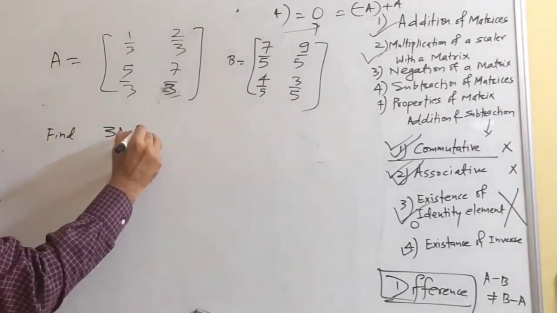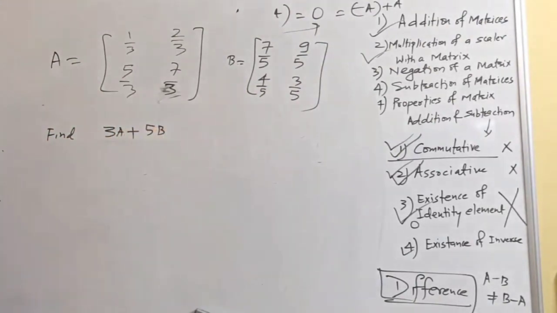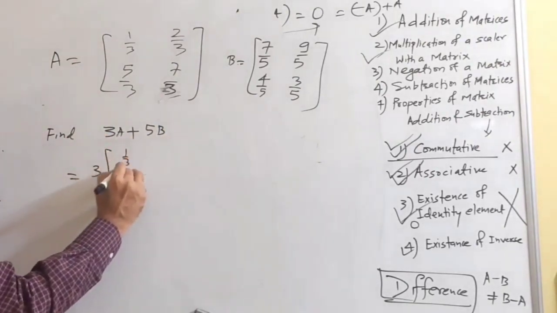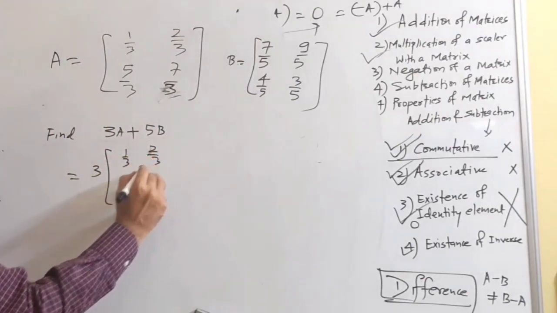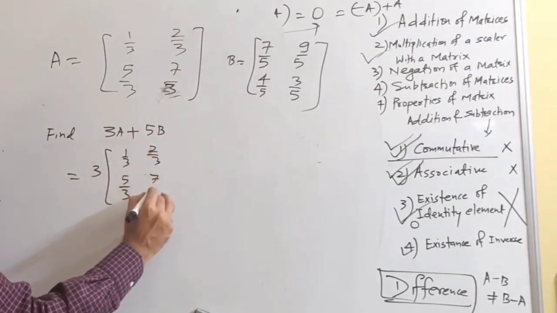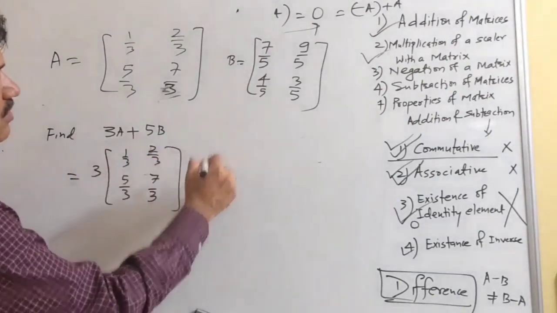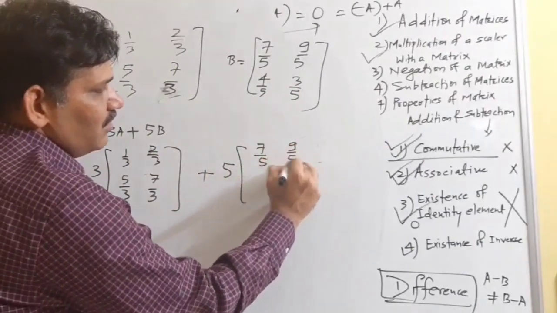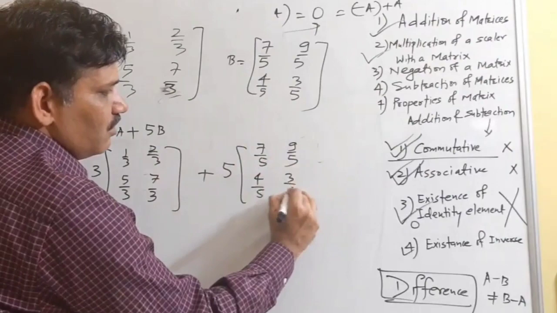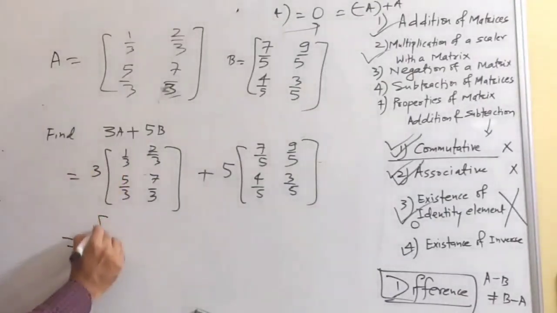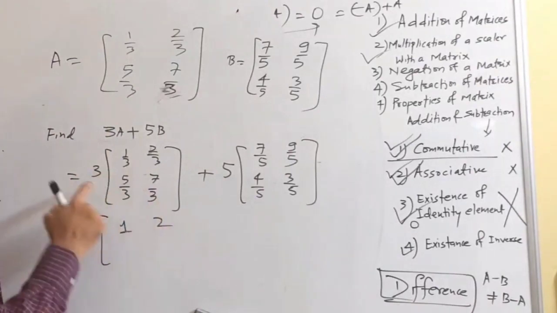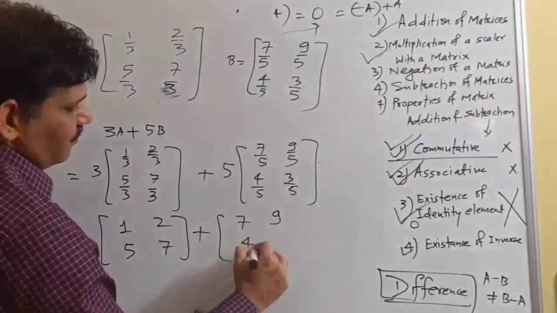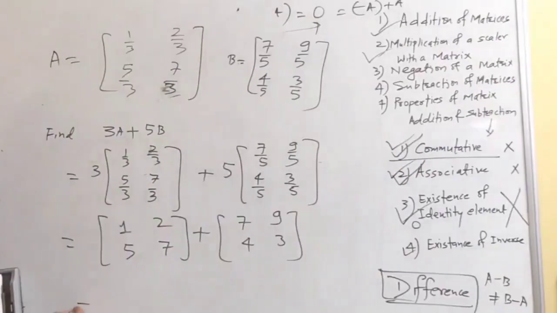of 3A plus 5B. So obviously, to get 3A, to multiply a scalar with a matrix, what we do is we multiply each and every element of the given matrix by that scalar. In the same way, if I need 5B, then this 5 is going to be multiplied by each and every element of B. And that is 3 into 1/3, simply 1, 3 into 2/3, 2, 3 into 5/3, 5, this is 7, and this gives me 7, 9, 4, 3, and the sum comes out to be 1 plus 7.